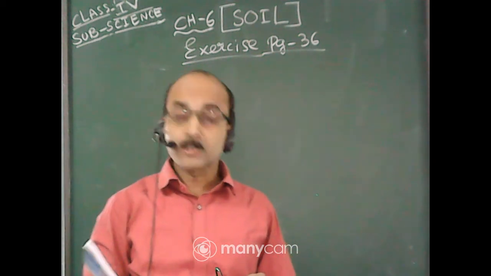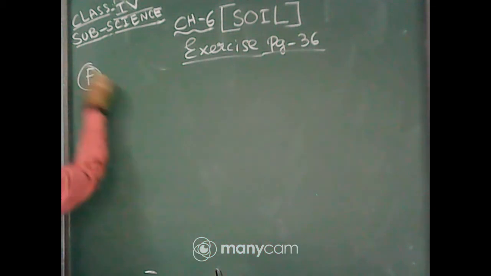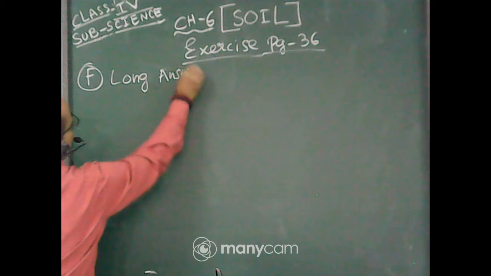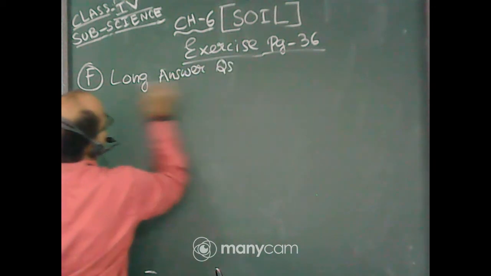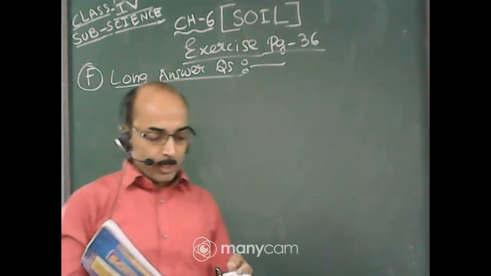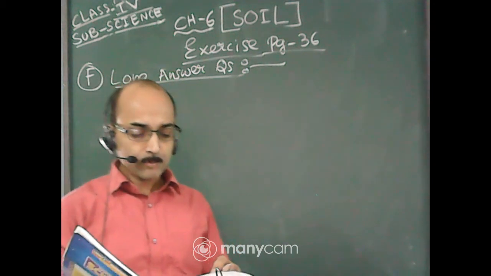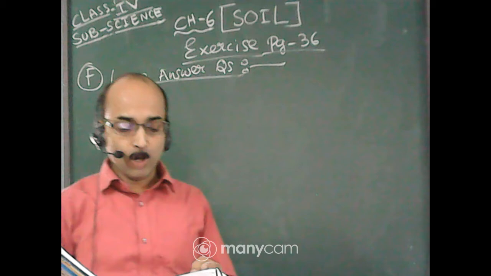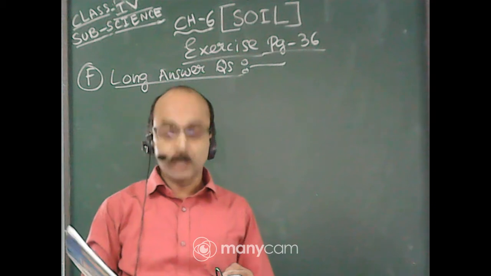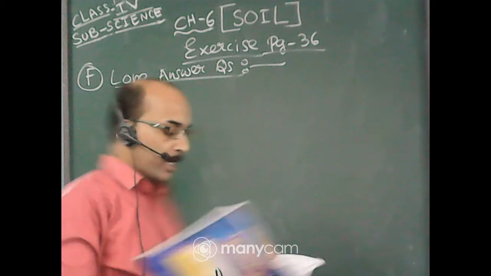Now, I will start F, long answer question. Okay, long answer question F, same page number 36 in your science book. First question of long answer question is, give two characteristics each of sandy, clay and loamy soil. Give two characteristics each of sandy, clay and loamy soil.